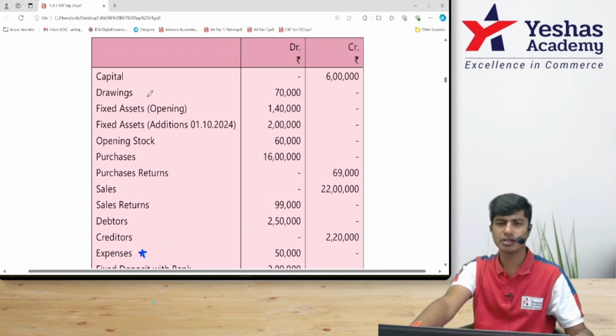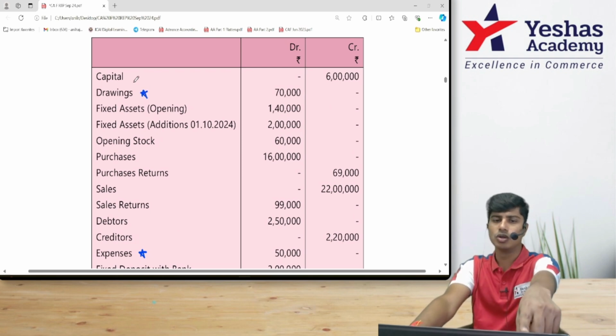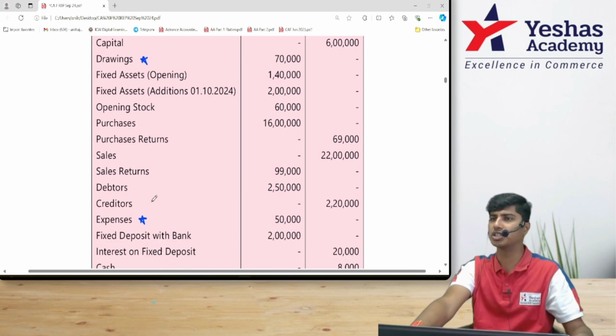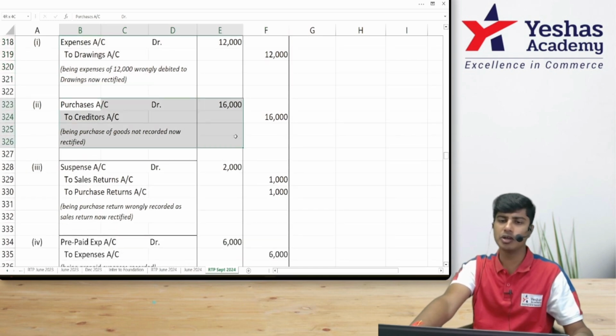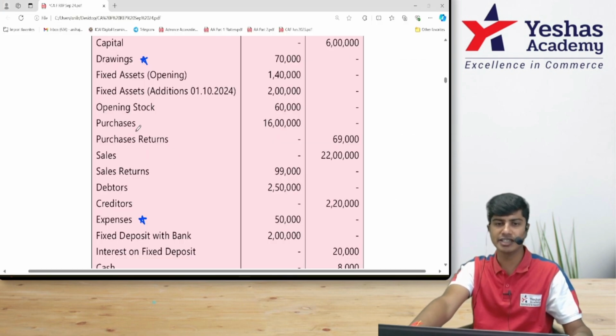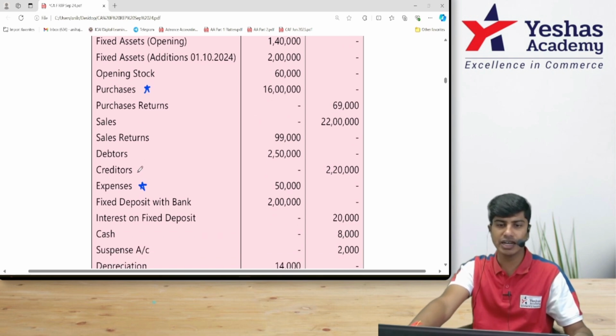Drawings. So drawings and expenses, I put 1 star. Star means there is an adjustment. After that, purchase account debit to creditors. So purchase also has an adjustment. This purchase of 16 lakh is not correct. That is incorrect. And then you have creditors. Creditors is also incorrect.